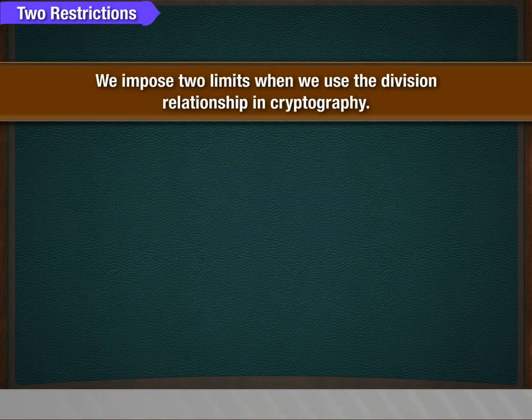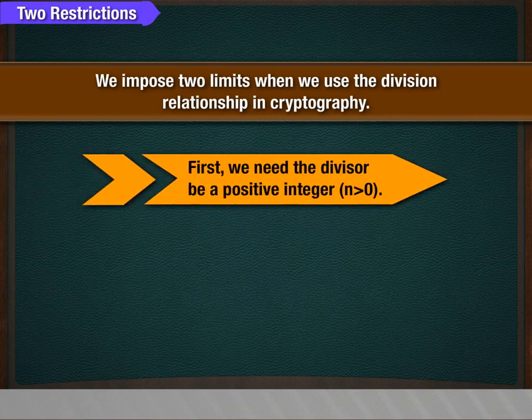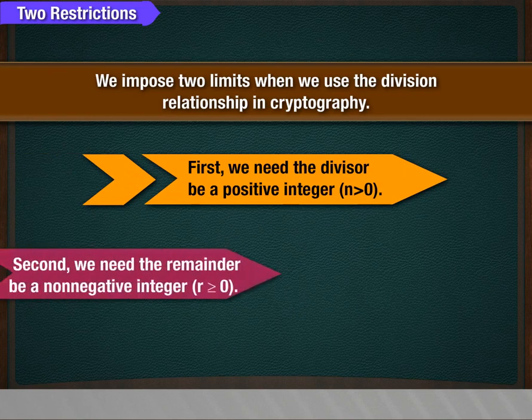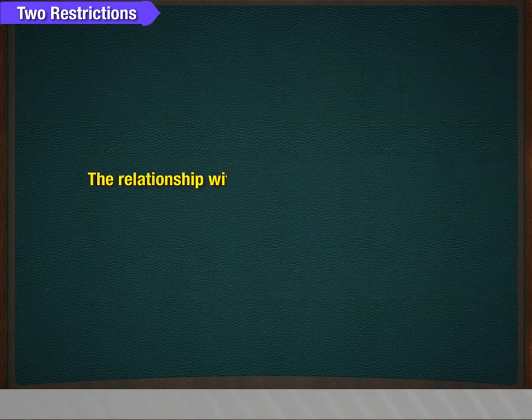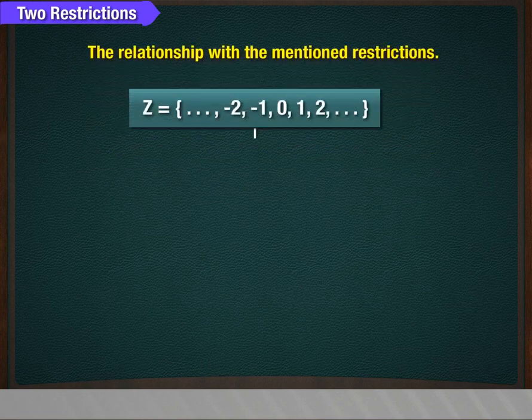2 restrictions. We impose 2 limits when we use the division relationship in cryptography. First, we need the divisor to be a positive integer, which is n is greater than 0. Second, we need the remainder to be a non-negative integer, that is, R is greater than or equal to 0. The relationship with the mentioned restrictions.